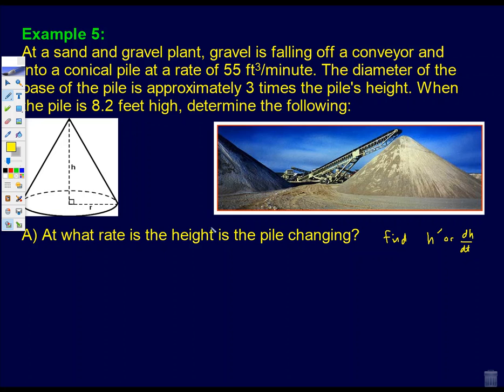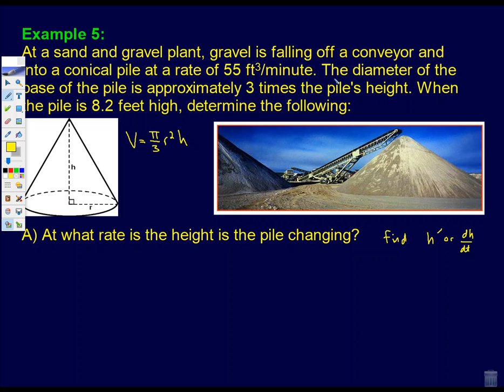Now, some useful information in this problem is that the shape is a cone and that the volume of this cone is expressed this way. The volume of any cone is always pi over 3 times the radius squared times the height. Now, I'd like to also introduce this other information that was given in the paragraph.